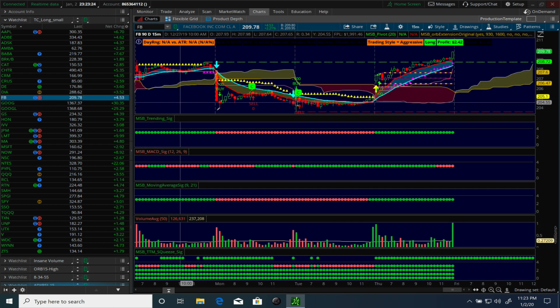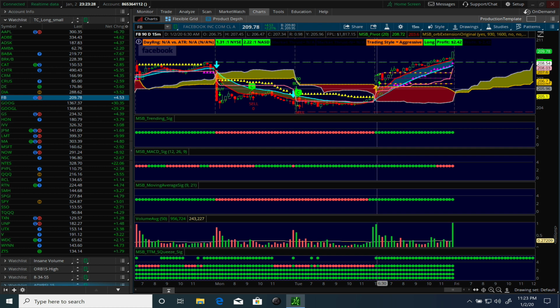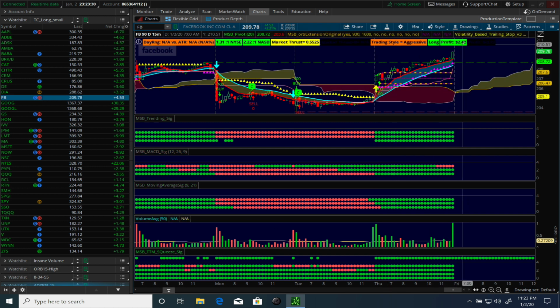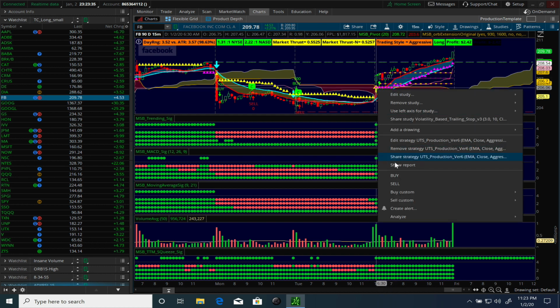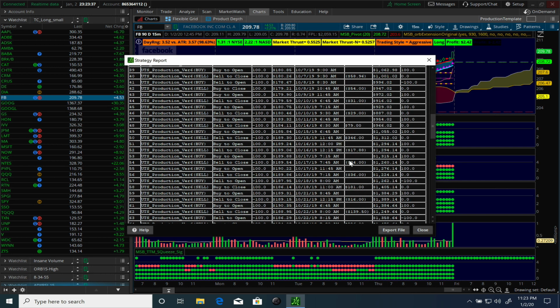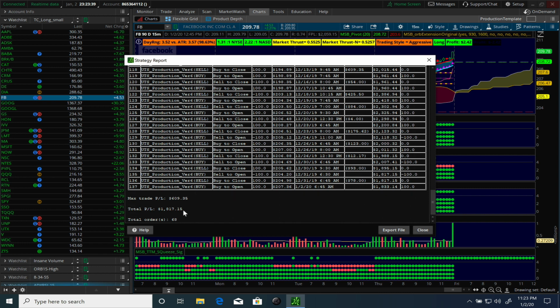So again, this is another great trade that I ended up taking. I'm still long on the Facebook trade. It's currently profitable by $2.42. Same thing, you can click on show report, and it'll tell you what the profit and loss was.